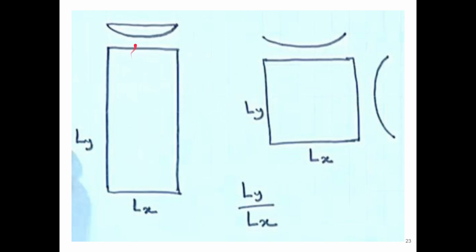If you see this, this is the one-way slab, okay. Here Ly by Lx will definitely be greater than 2, okay. And this is basically the two way slab, okay. So here the Ly by Lx value will be less than or equal to 2, as can be represented.